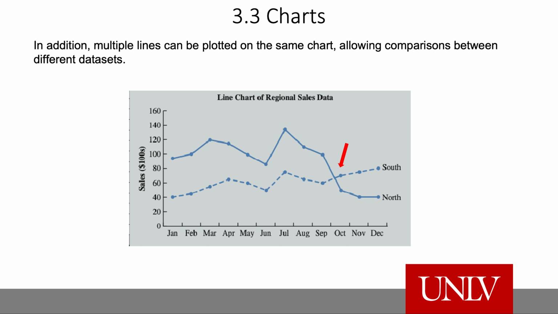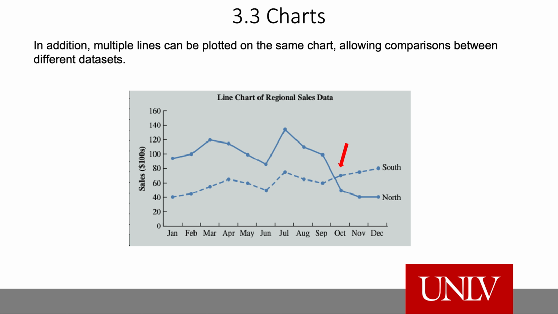In the example shown, the North region exhibits a clearly upward trend from January to March, peaking at around $140. After March, sales steadily decline, reaching about $85 in June. Then a sharp increase occurs in July, followed by a consistent decline through December, where sales fall to their lowest point of $40.